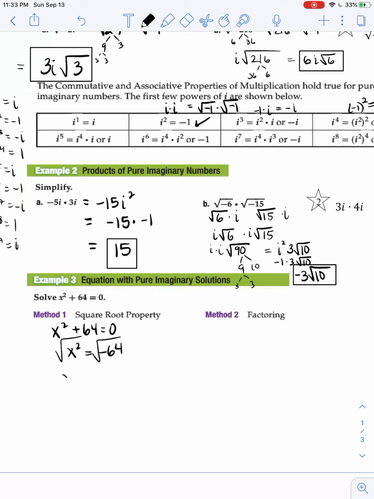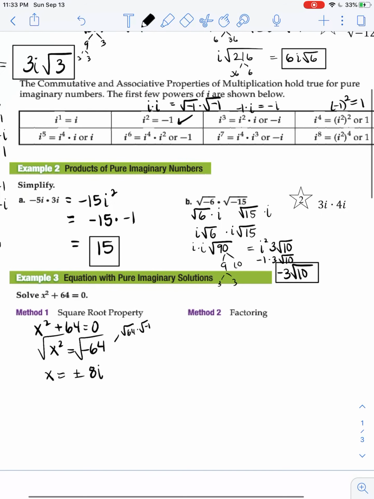To get rid of x squared, take the square root. We get x equals plus or minus square root of negative 64. That's 8i. So where did that come from? Well, this is just square root of 64 times square root of negative 1. Square root of negative 1 is i. So that's one method you can use.